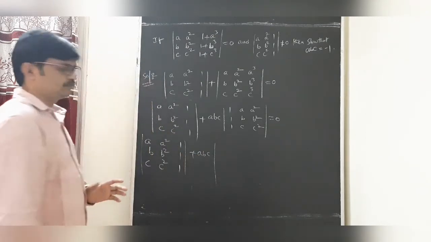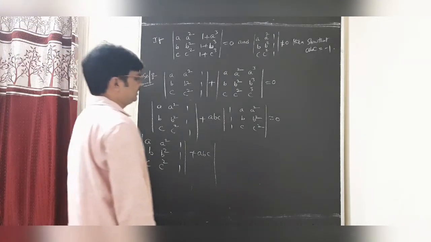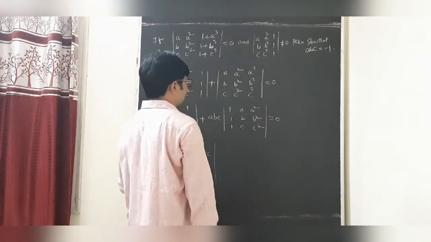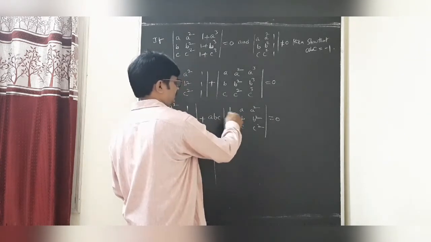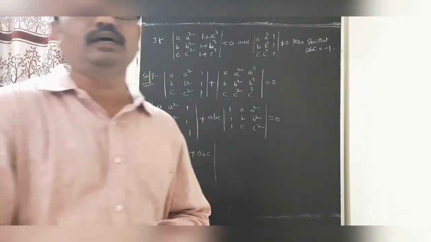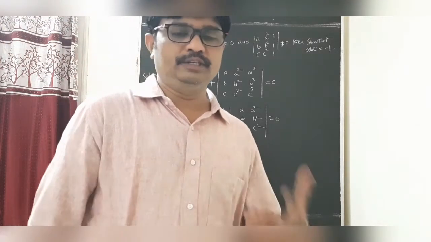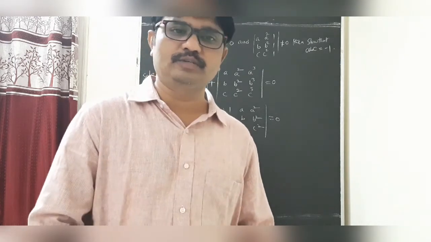My dear students, first we can interchange ABC with 1 1 1. As I already explained, when you interchange any two rows or columns, the sign of the determinant must be changed.